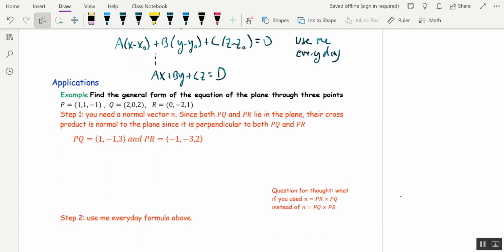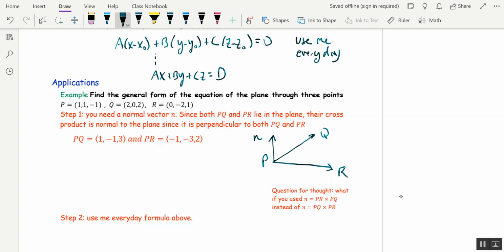Find the general form of the equation of a plane through 3 points, P, Q, and R. So here's P, here's Q, here's R. We want a plane that goes through those 3 points. Well, we have a point on the plane. We can use P, Q, or R, but we're going to need a normal vector. And the way we'll do that is we'll use the fact that PQ and PR both lie in the plane that we're talking about. And so PQ cross PR will be normal to that plane. And so that will be our normal vector.